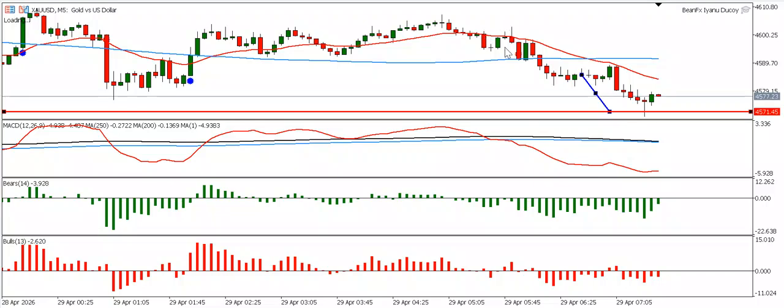If price is above 200 SMA, you can look to buy. If price is below 200 SMA, look for sell.